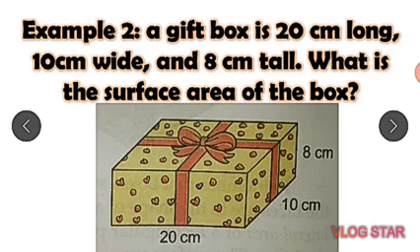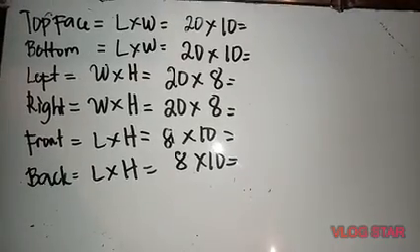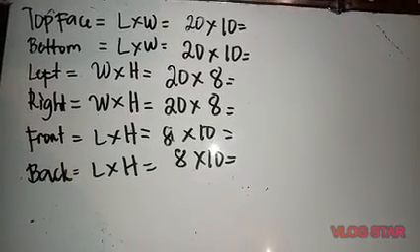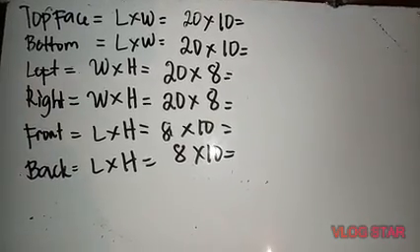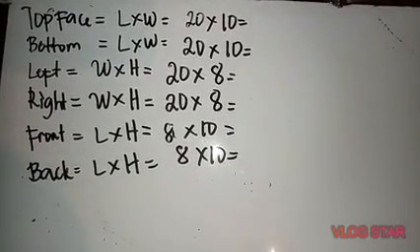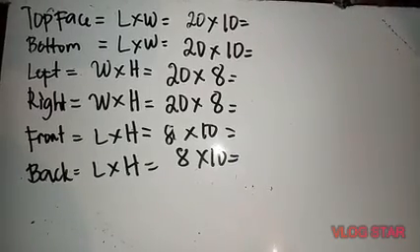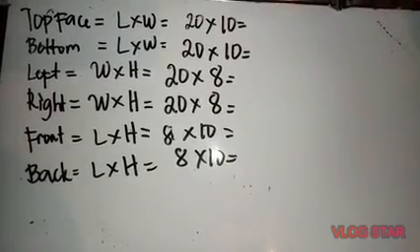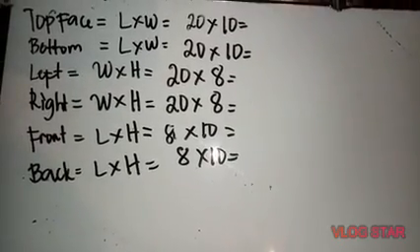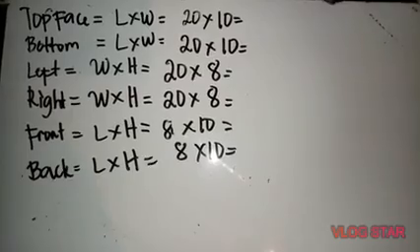So we will solve for the top face, bottom face, front face, back face, left face, and right face, and later on we will add all the areas of the 6 faces. Another way of getting the surface area of a rectangular prism is by getting the area of the top face, bottom face, left face, right face, front face, and back face. So we will solve it one by one.